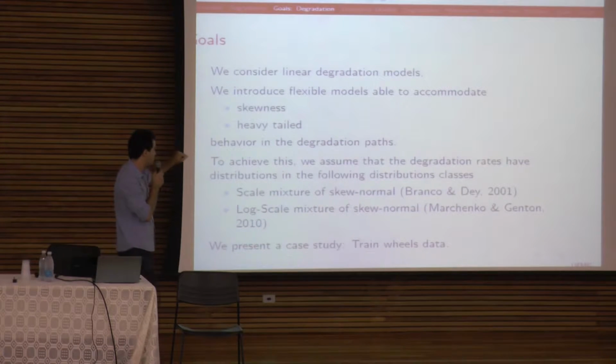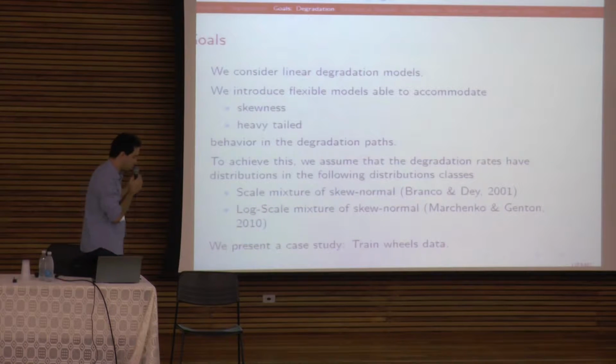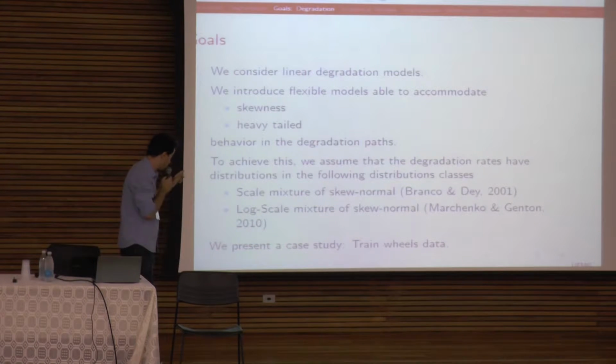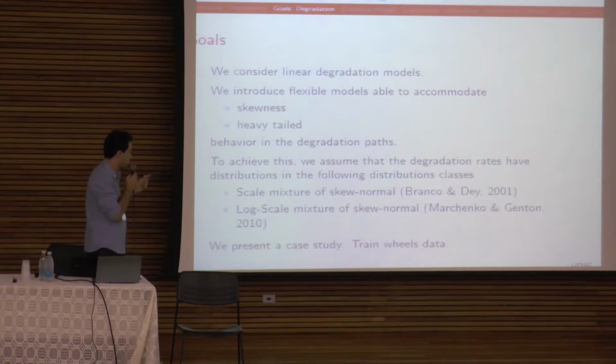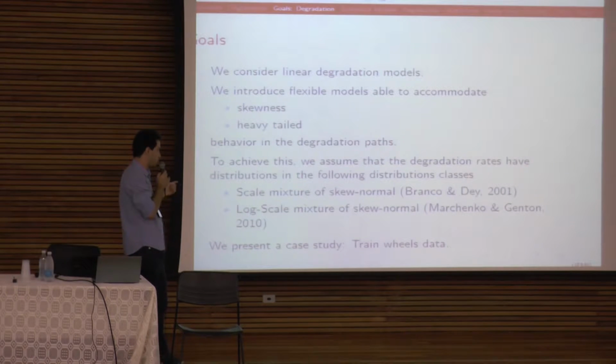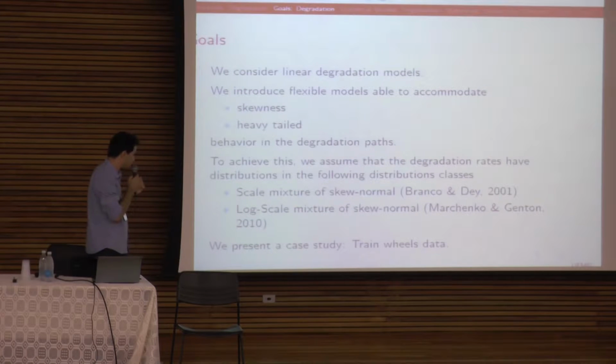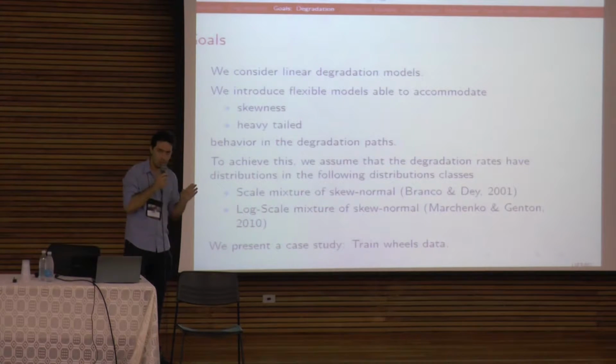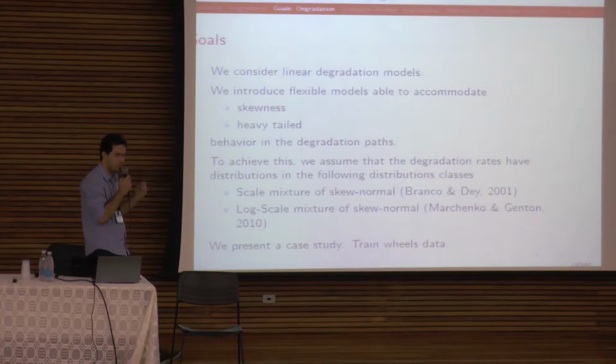So we consider linear degradation models, introduce skewness and heavy tail behavior. To achieve this, we will use 2 wide classes of distributions: scale mixture of skew normal and log scale mixture of skew normal. And these distributions will be set for the random effect that stands for the rate of degradation.